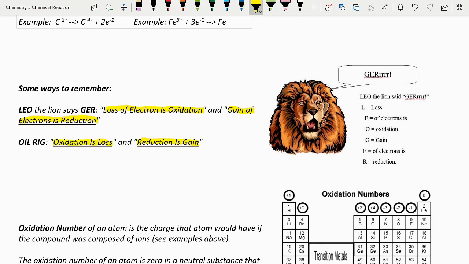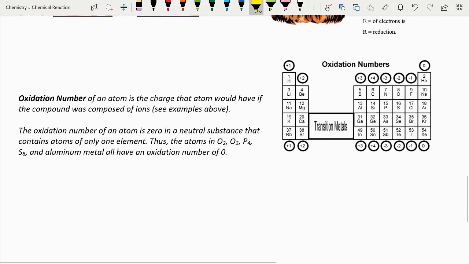The oxidation number of an atom is the charge that an atom would have if that compound was composed of ions. The oxidation number of an atom in a neutral substance that contains atoms of only one element is 0. Thus, the atoms in oxygen, ozone, phosphorus, octasulfur, and aluminum metal all have the oxidation number of 0.